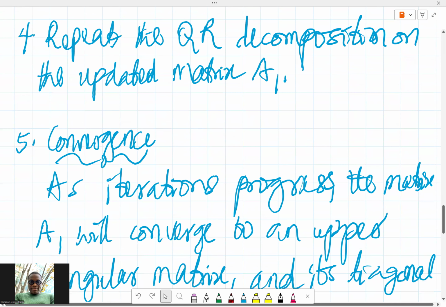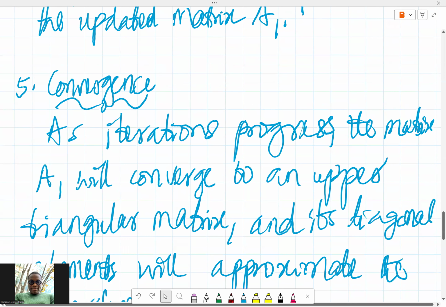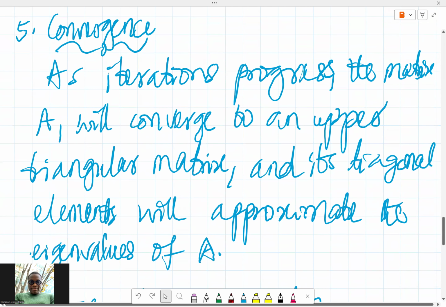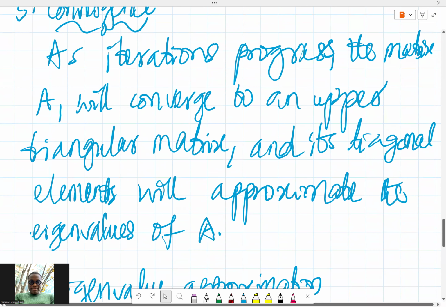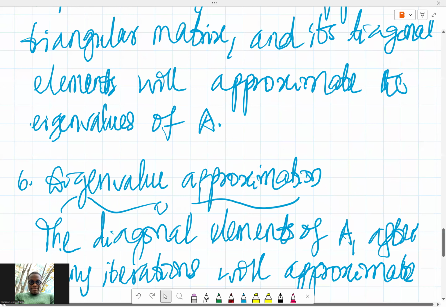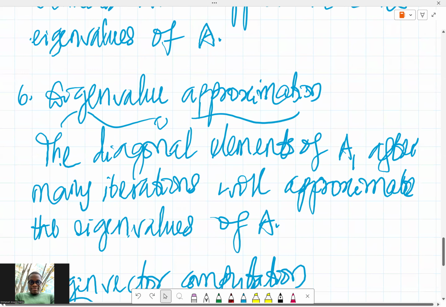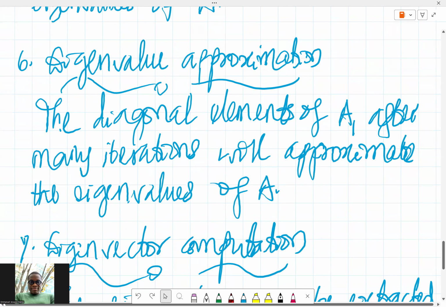And then for convergence, as the iterations progress, the matrix A1 will converge to an upper triangular matrix, and its diagonal elements, just like what I showed earlier, will approximate the eigenvalues of A. Then at the sixth step, you have the eigenvalue approximation. Just like we said already, the diagonal elements of A1 after many iterations will approximate the eigenvalues of A.